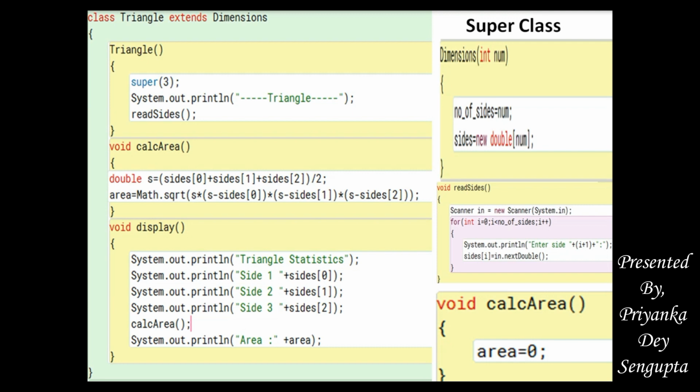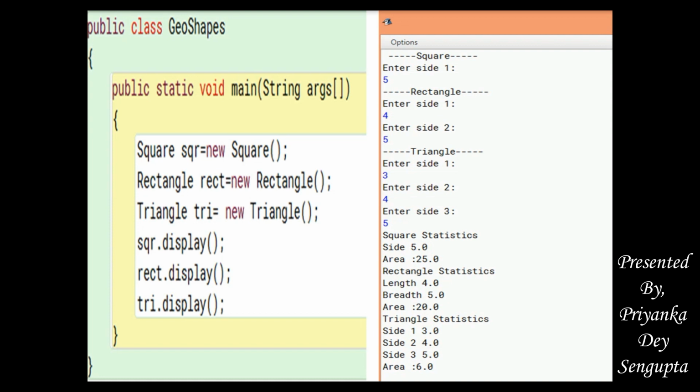Now see, we have a class called GeoShapes which has the main method. So when you write your programs in BlueJ, you will create a class with the create button. The name of the class will be the one that has the main method. So in this case it will be GeoShapes. We all know that the program execution starts from the main method.